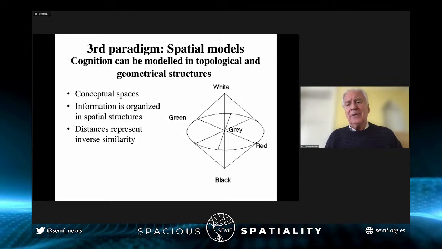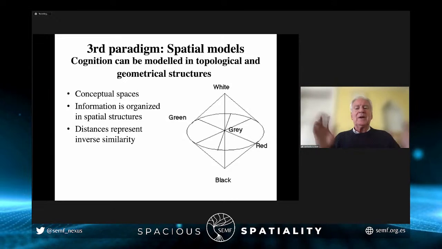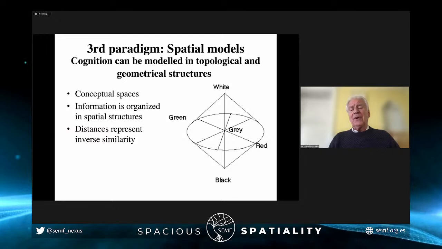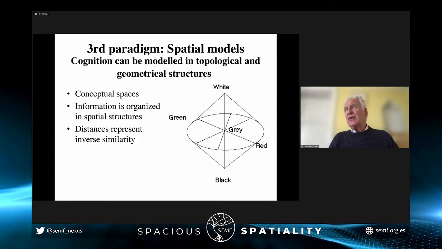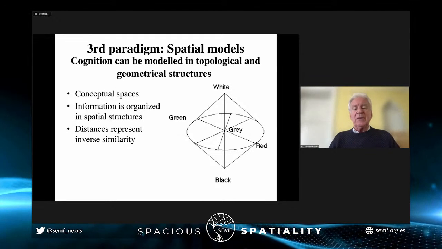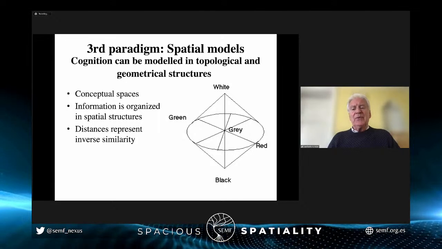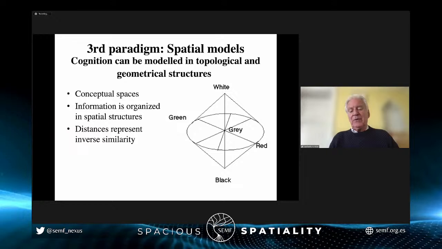This is an empirical finding, that human color space has basically this structure. I mean, there are some competing models, but basically human perception is three-dimensional. While other animals may have two-dimensional color spaces, some animals have four-dimensional color spaces, so there is no unique way of representing how we perceive colors. But this is psychological space.